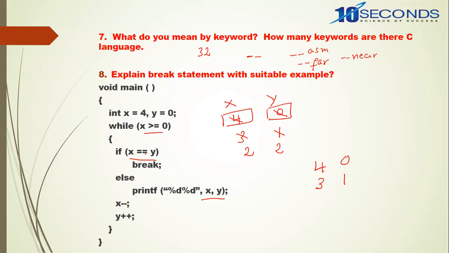It enters. If X equal to Y, that is 2 equal to 2, condition is true. So it goes to if part, break. Break takes the control out of the loop. So you get the output 4031.